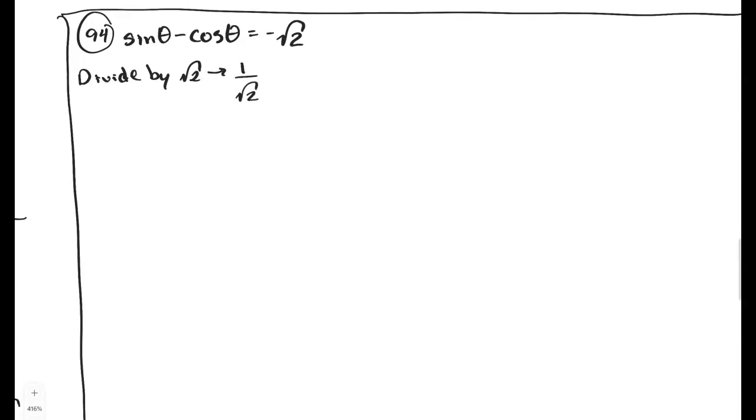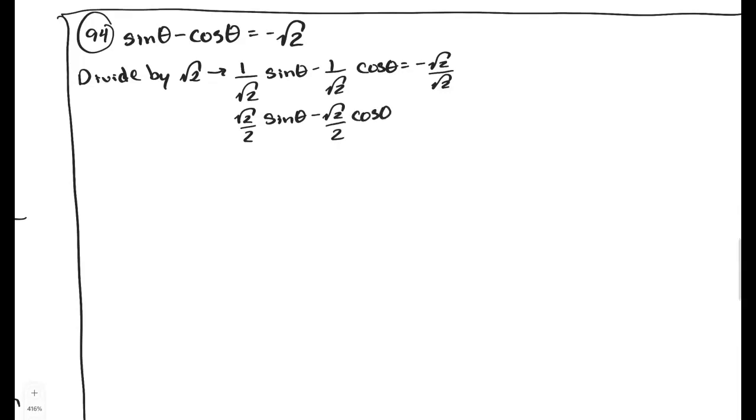So I have 1 over square root of 2 sine of theta minus 1 over square root of 2 cosine of theta is equal to negative square root of 2 over square root of 2. I'm going to simplify. Square root of 2 over 2. Aha! That's something that's on my unit circle. Square root of 2 over 2 again here. And this is going to be a negative 1 here.